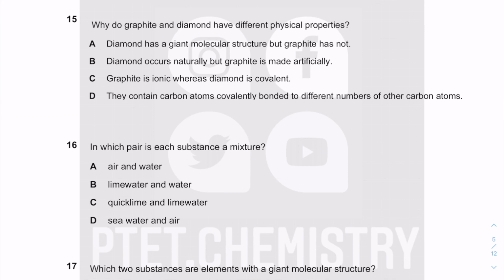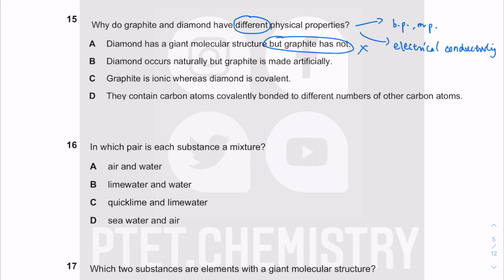Number 15, why do graphite and diamond have different physical properties? Physical properties typically involve boiling point, melting point, and electrical conductivity. When you do more topics, you will see that physical properties also include density, but we won't be talking about density for graphite and diamond. The option saying diamond has a giant molecular structure but graphite does not is wrong. Both have a giant molecular structure. That's why both have very high melting and boiling points, because you need to break a lot of strong covalent bonds between the carbon atoms in this giant molecular structure.